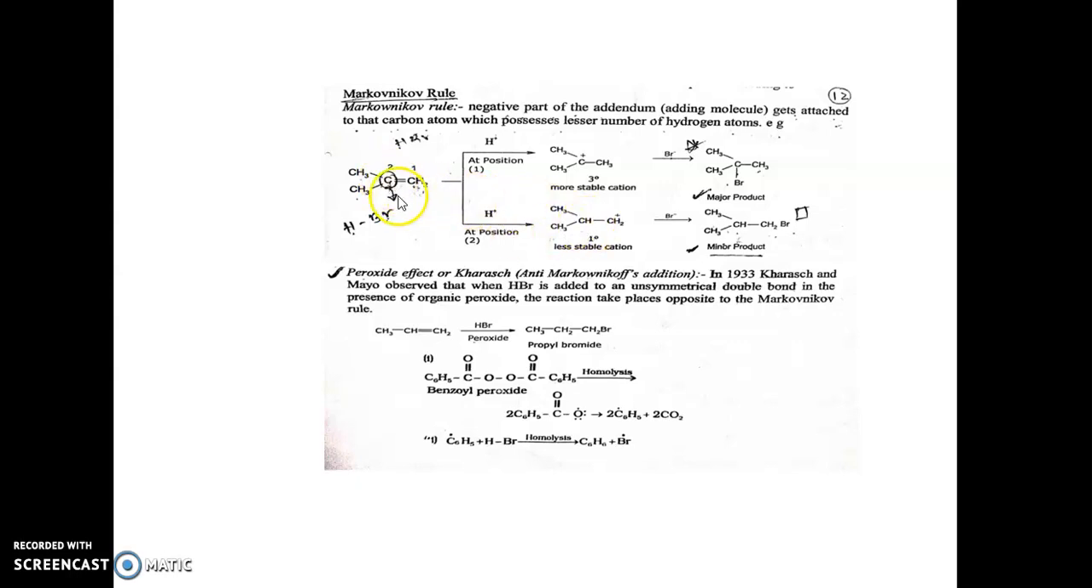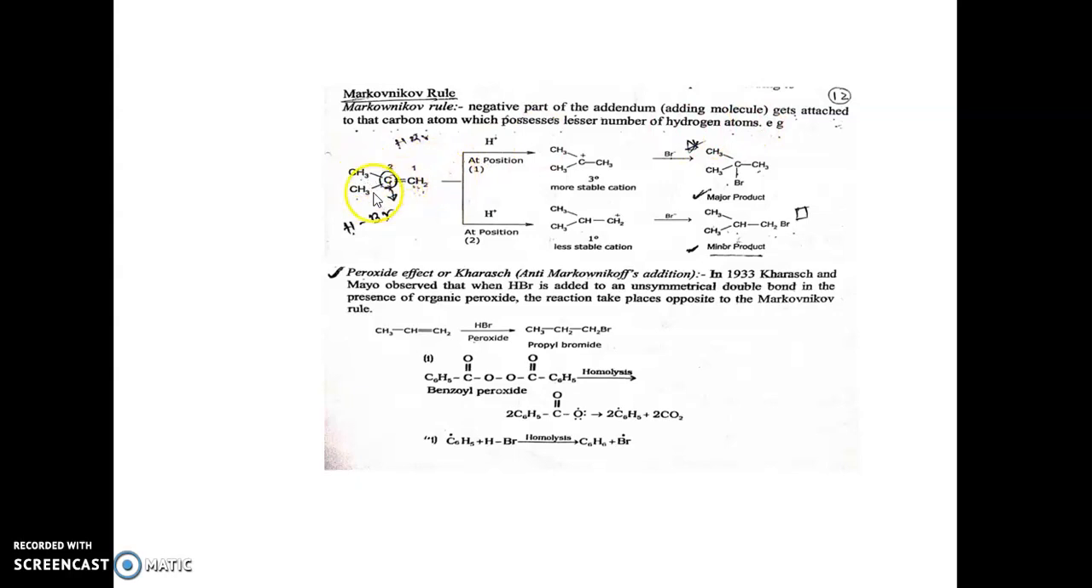So you can see this carbon becomes CH, the double bond turns into a single bond, and this CH2 turns into CH2 plus. Now in the next step, Br minus is added to this carbon atom, forming this product, right? Now you can see over here CH3, CH3, CH, CH3, and this CH2 plus will be combined with this Br minus to form CH2Br, right? So what is this rule basically saying? The rule is saying the negative part of the molecule gets attached to that carbon atom which possesses a lesser number of hydrogen atoms, right?